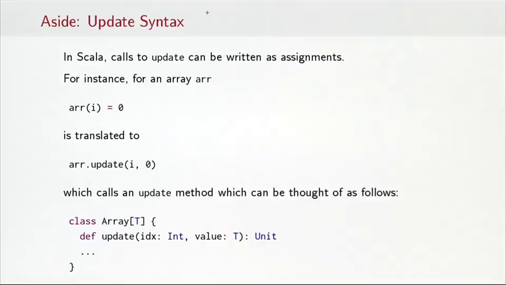You've probably seen that already when working with arrays. For an array arr, you would write arr(i) = 0. And what actually happens here is that this assignment is translated to arr.update(i, 0). And that would call the update method in class Array, which has this definition here. So update takes an index and a value of the element type of the array and returns Unit. So under the covers, when you write an indexed assignment like that, you really get a call to update.